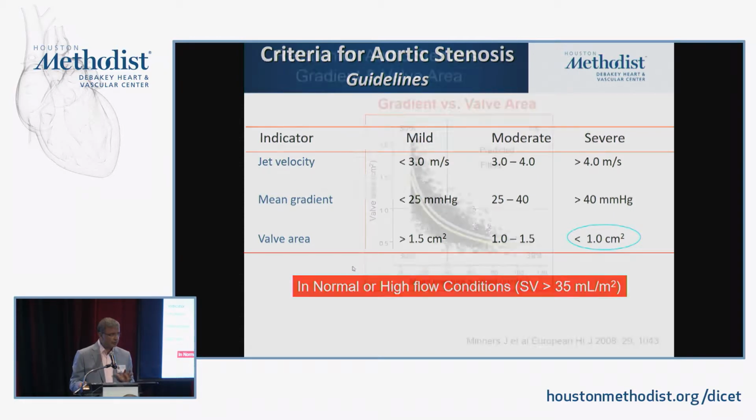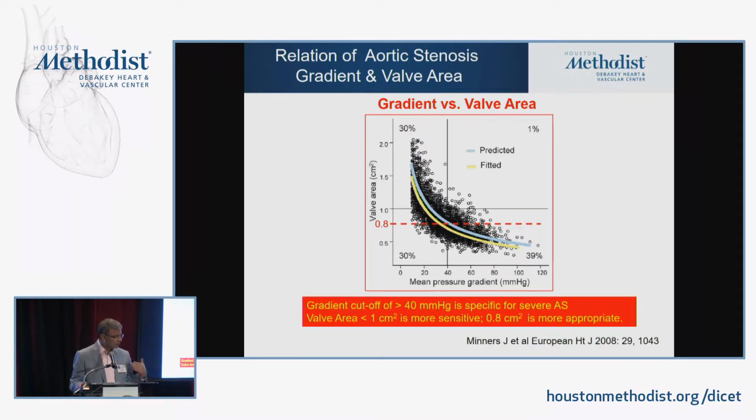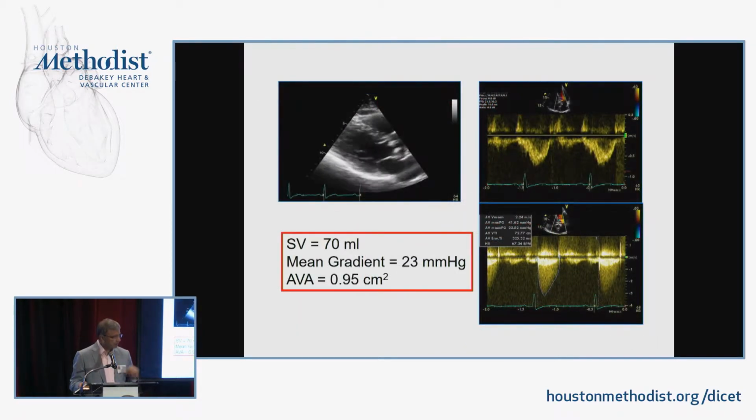And you're going to see some discrepancies in your life when you do that, because the relation of pressure gradient to valve area does not cut through 1 centimeter square. It cuts closer to 0.8. So if you want numbers that kind of go together, 4 meters per second, 40 millimeters of mercury, a valve area close to 0.8. The closer you are to 0.8 or below, you're more confident that this is really severe aortic stenosis. So cutoffs, greater than 40, etc., specific; 1 centimeter squared, a little more sensitive.